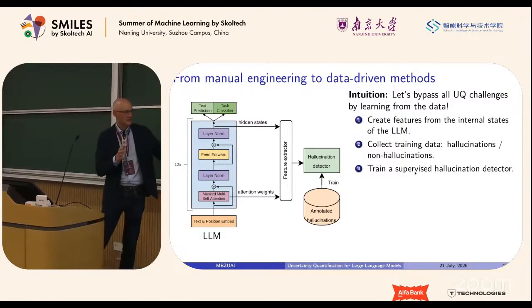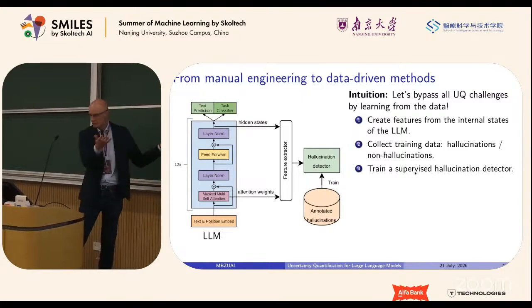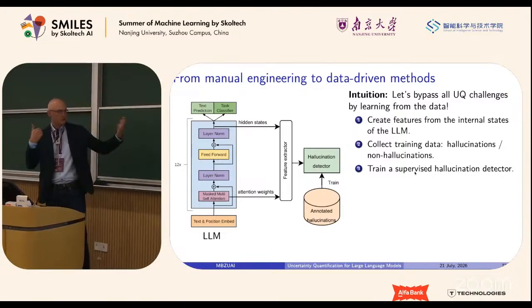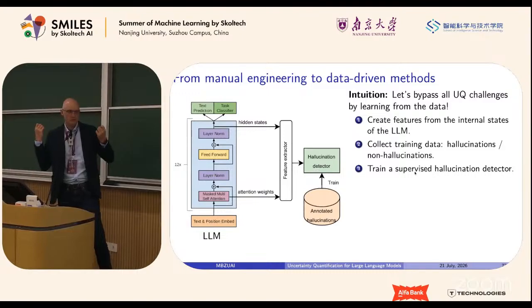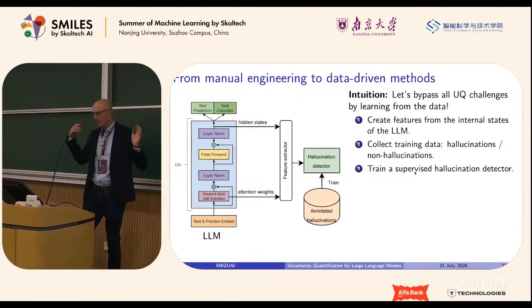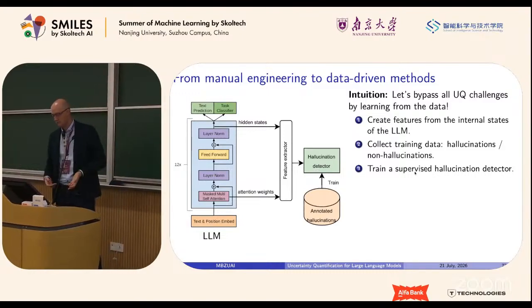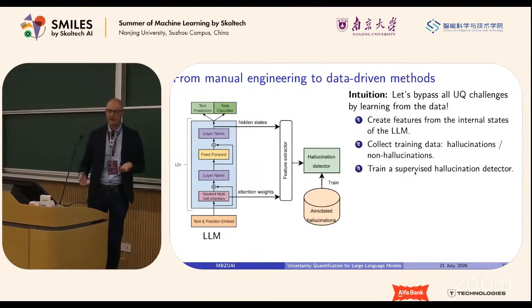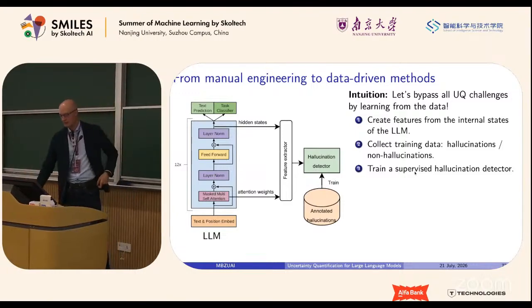Maybe it will be hidden states, hidden activations, maybe attention maps. And we can just train simple hallucination detectors, which will be very lightweight transformers, or maybe just linear probes, or maybe an MLP. And actually, that works pretty well.